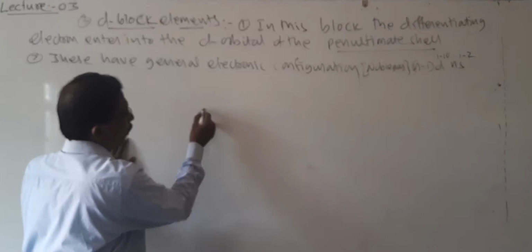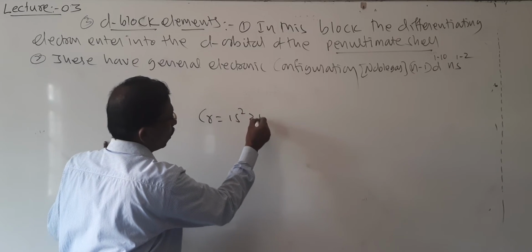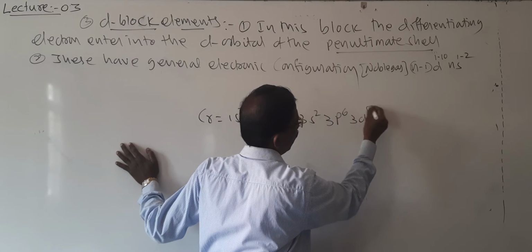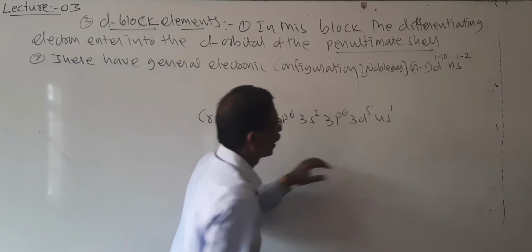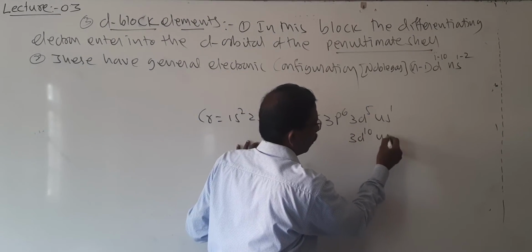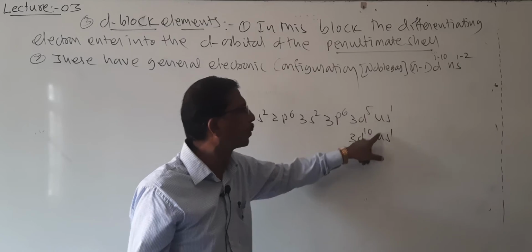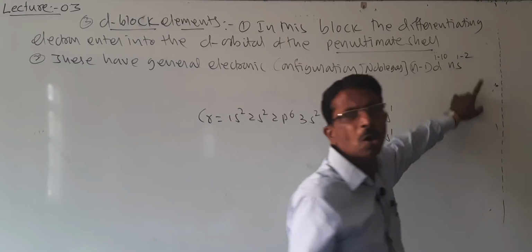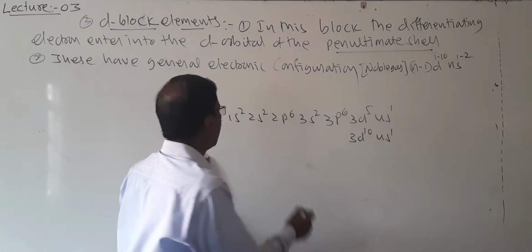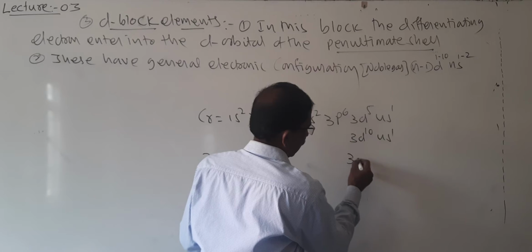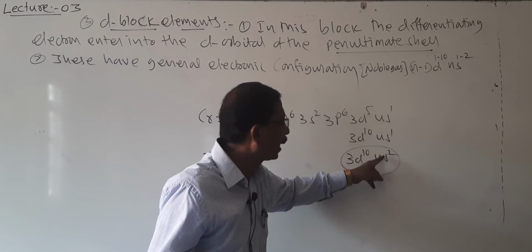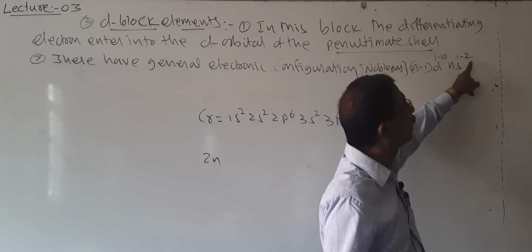In chromium, look here: 1s2, 2s2, 2p6, 3s2, 3p6 and 3d5, 4s1. And in copper it is 3d10, 4s1. That's why it is written as ns raised to 1 to 2. The remaining elements have 4s2, for example zinc, which is 3d10 and 4s2. So here it has 1 electron or 2 electrons. That's why you write ns raised to 1 to 2.